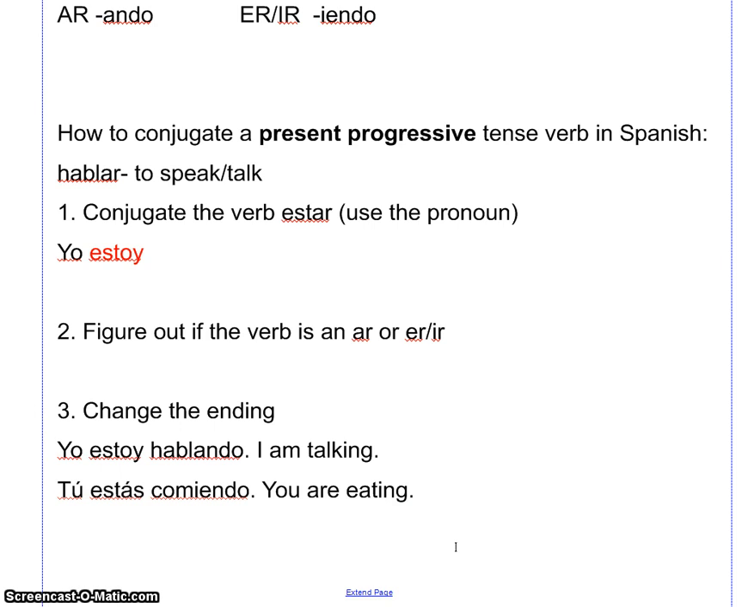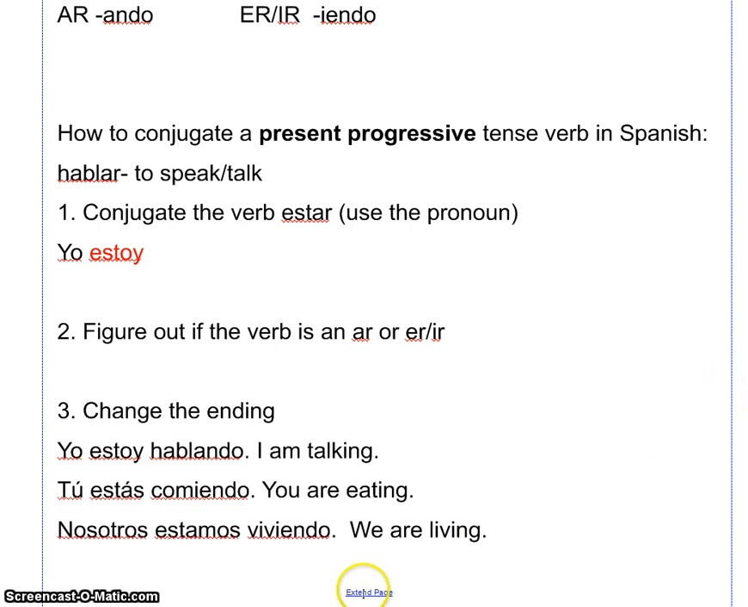See? Let's do an example with nosotros. Nosotros, first step, change the estar. Estamos. And then let's pick a verb like vivir. It's an IR verb. Doesn't matter, ER or IR. We add iendo. Viviendo. We are living. Muy bien.